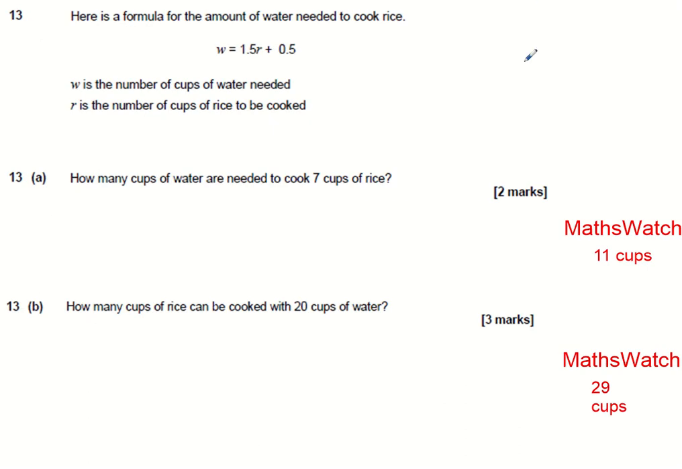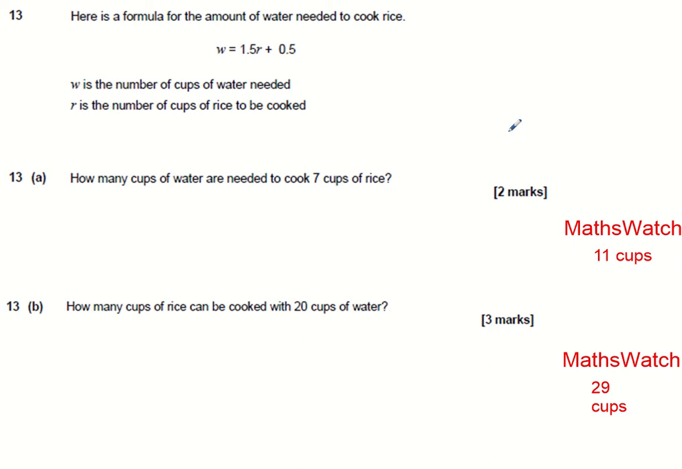Question 13. Here is a formula for the amount of water needed to cook rice. W equals 1.5R plus 0.5, where W is the number of cups of water needed and R is the number of cups of rice to be cooked. Part A. How many cups of water are needed to cook 7 cups of rice?